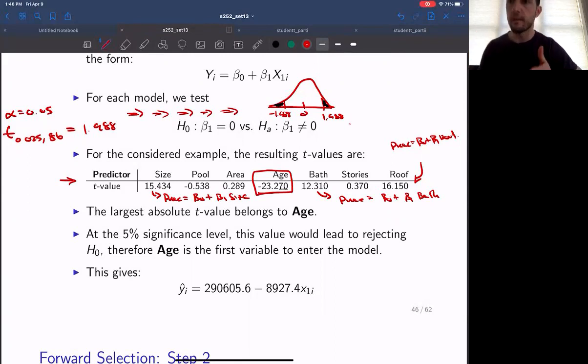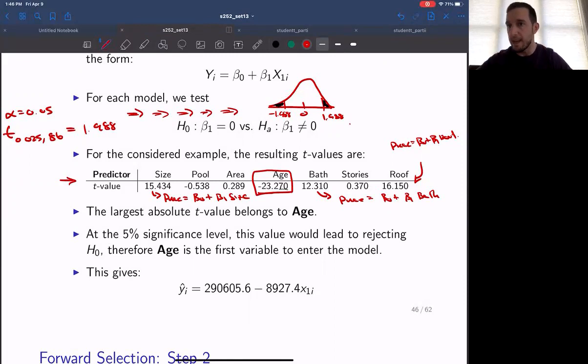Okay, so let me start this again. The T values are conditional values. Right now, these are all standard T values given no other explanatory variables in the model. But once I put something into the model, the T values associated with every other explanatory variable will change. Because now the question is: is this variable useful given this other thing is already in the model?